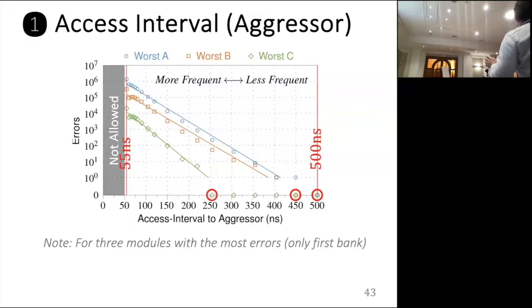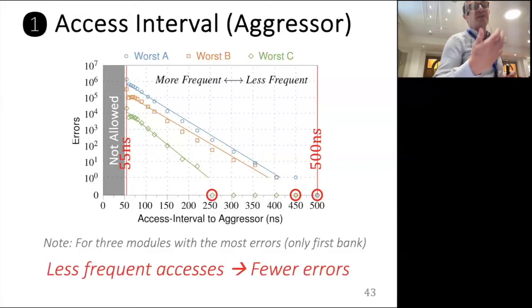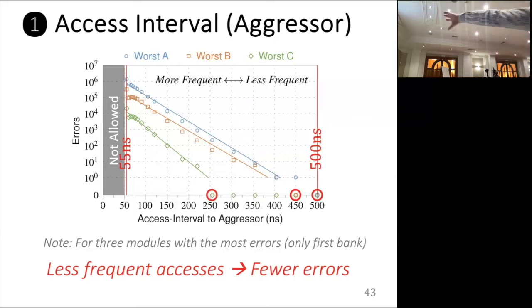This is not a good idea because remember, we were talking about memory latency. This is actually affecting memory latency immediately. This increases your latency, and we don't want to increase latency. So basically, less frequent access leads to fewer errors, but you don't want to do that across the board. You may want to do this very, very selectively. We're going to get back to that, actually. We have a paper coming up at MICRO this year that does it very, very carefully and selectively.